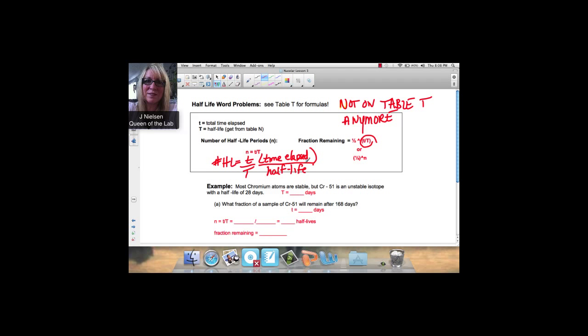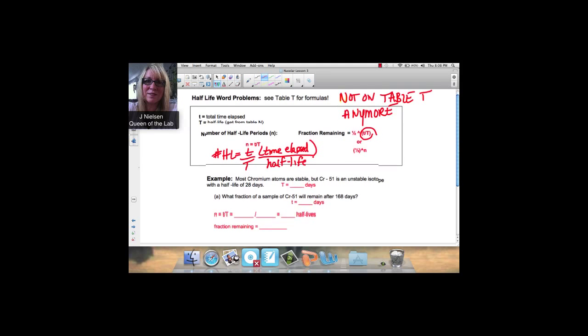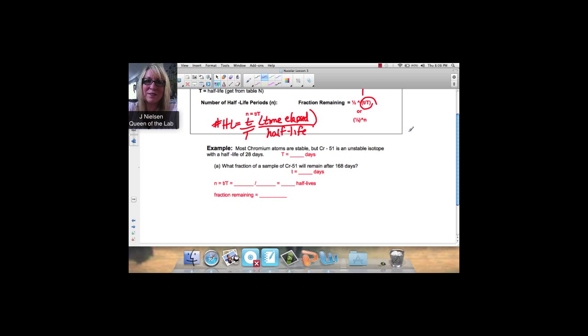Well, there's two things you can do. You can either try to memorize these equations, or you can think about it in a common sense fashion, which is what I'm hopefully going to try to convey to you. Most chromium atoms are stable, but chromium-51 is unstable with a half-life of 28 days. So we know in 28 days that whatever I'm starting with, 1/2 of it will be decayed. So T is equal to 28 days, or my half-life.